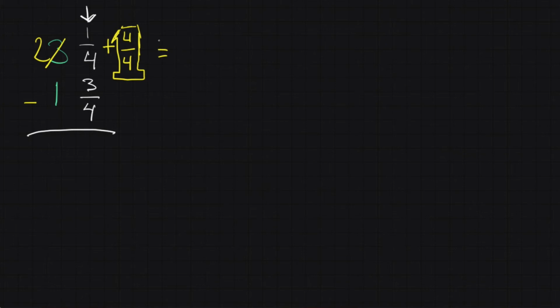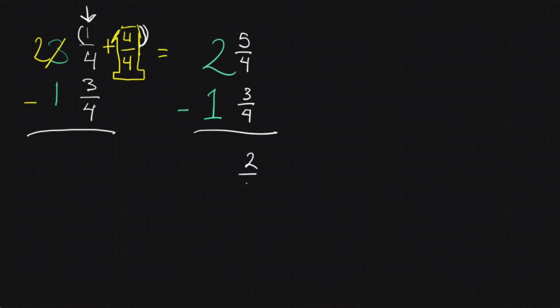So what we have now is 2. I should get back to our original colors here. What I have now is 2 left over in the 1's place, and I have 1/4 plus 4 fourths, right? So that gives me a total of 5 fourths. And down here, I'm going to continue to subtract. I can just go ahead and subtract my 1 and 3/4. 5 minus 3 is 2 fourths.